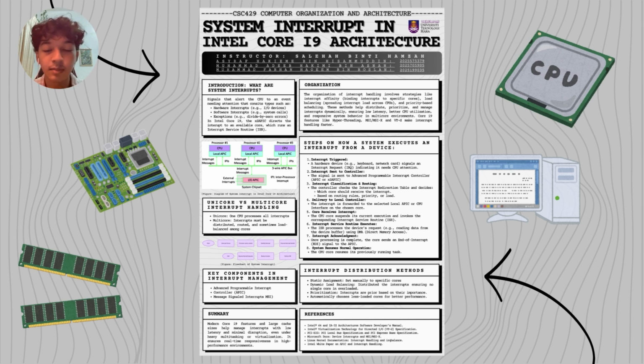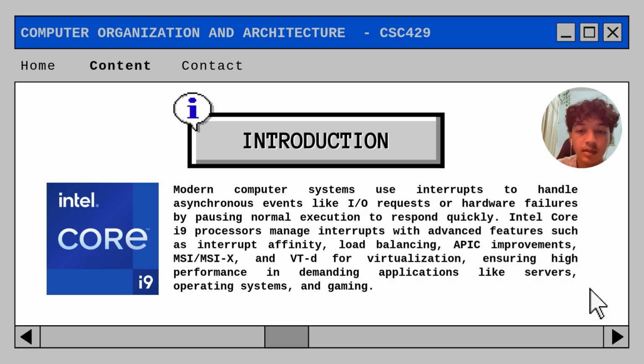Not only that, this poster also includes a total of 2 figures. The first one is the diagram of a system interrupt in Intel Core i9 architecture, and the second one is the flowchart of how a system interrupt works. So I will start off the topic of our presentation with the introduction.